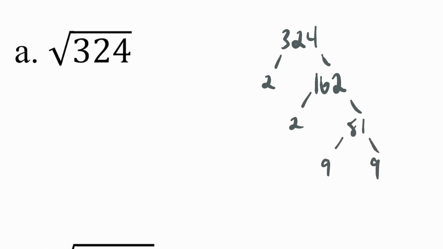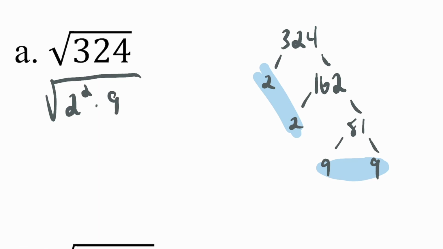Oh, wait a minute. I'm doing a square root, right? And I have a pair of 2s and I have a pair of 9s. That means I'm done. I don't need a prime factorization. 9 is not a prime number. I don't really need that. I'm looking for pairs. Pairs of numbers. They don't have to be prime. So I'm going to rewrite this as the square root of 2 squared times 9 squared, okay?